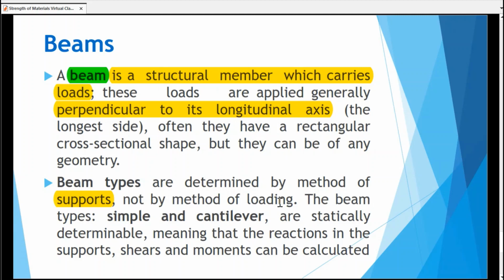Now, we will talk about supports right now, not by method of loading. That means that the way in which we classify the beams is not according to the type of load it is receiving. We classify the beams according to the supports that the beams have. The beam types are simple and cantilever. We will check that right now, and we will check the differences. They are statically determinable. Now, what is this? What is statically determinable? We can use Newton's laws of motion in order to determine certain forces. Let's check the example here.